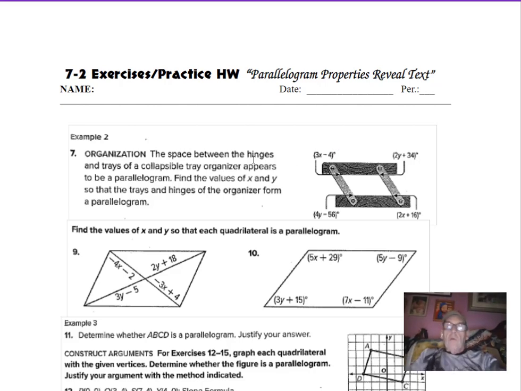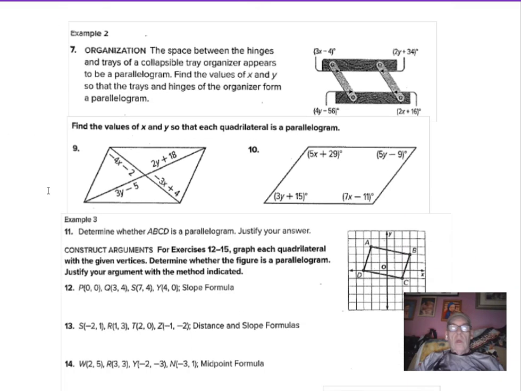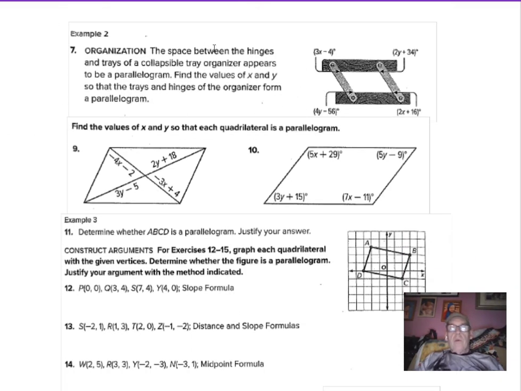Okay, in this video we want to work some problems from the text on parallelogram properties. So let's look at number 7. Basically they're talking about the space between the hinges being the same and the angles being the same if it's a parallelogram, and they want us to verify. So find the values of x and y so that it forms a parallelogram.